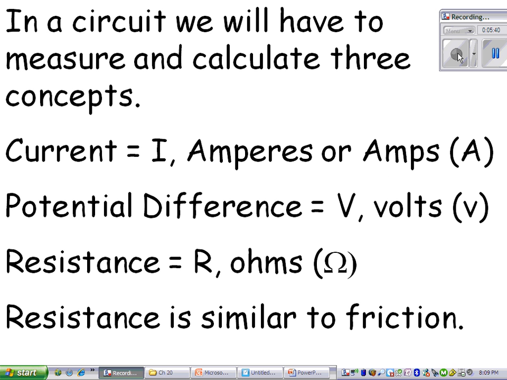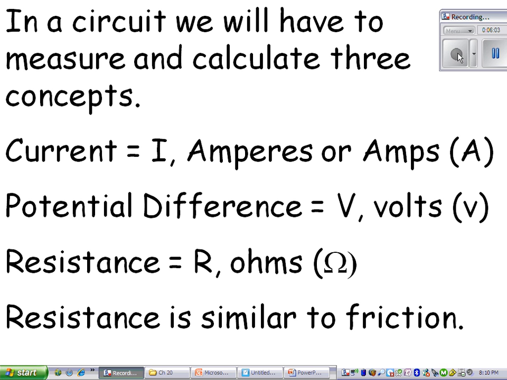So in a circuit, we'll have to measure and calculate three things. Current, which is I, is measured in amperes or amps and has the letter A for its units. Potential difference is capital V, which is volts, and the units are small v, actually. Resistance is capital R, measured in ohms, and the units are an omega symbol. And resistance is similar to friction.